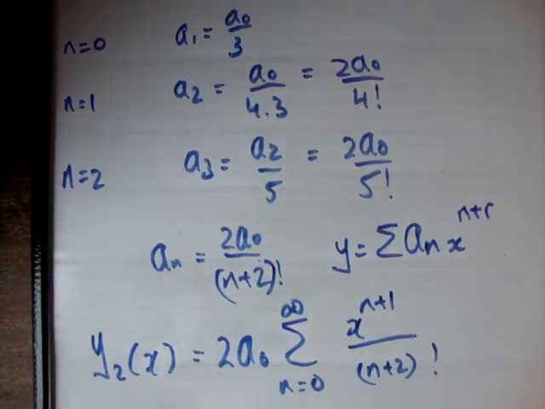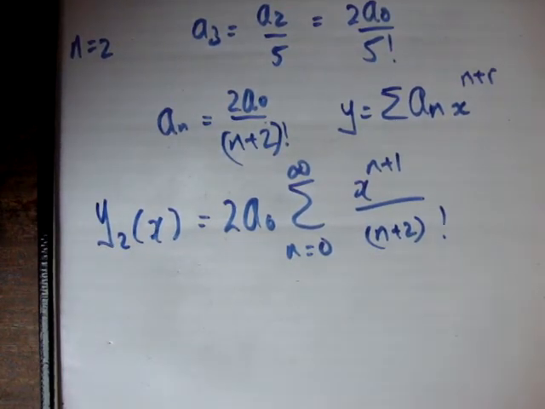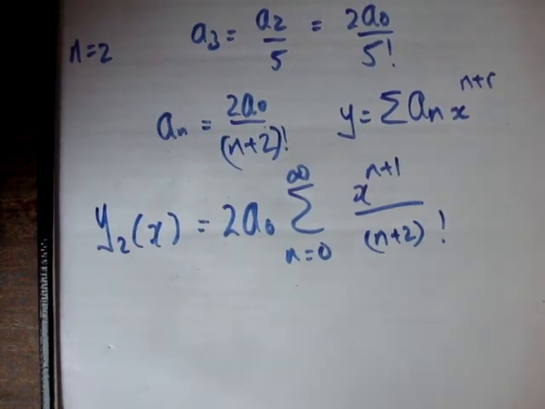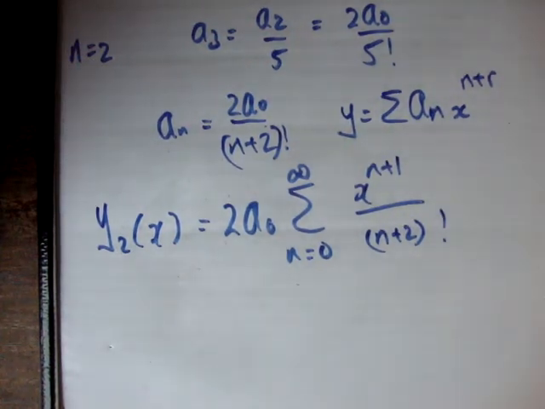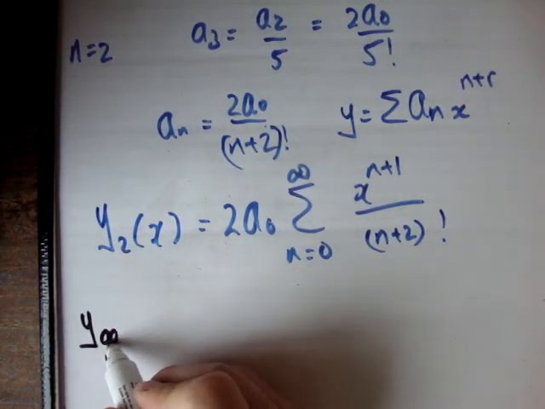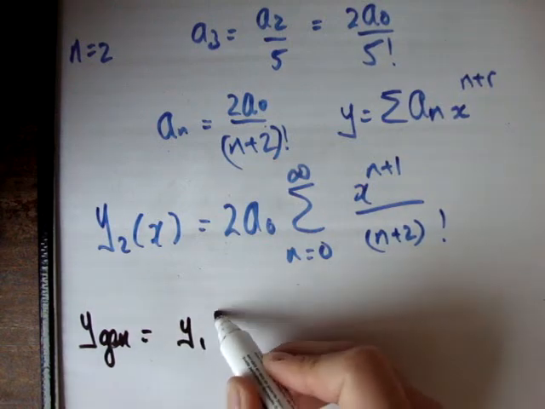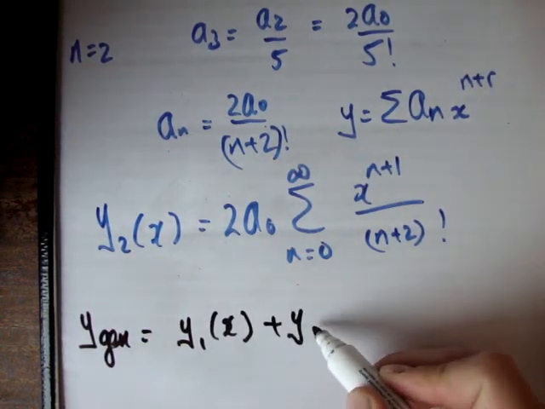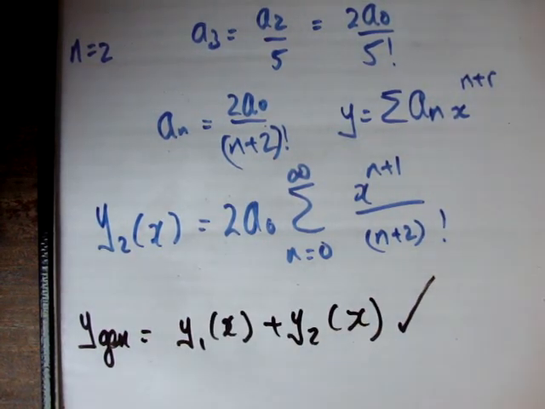Alright, and as a result, we see that we have two linearly independent solutions. I'm not going to go into why they're linearly independent, but that's what they are. So we know that y_gen, the general solution, is equal to y1 of x plus y2 of x. That's how you solve that particular differential equation using the method of Frobenius.